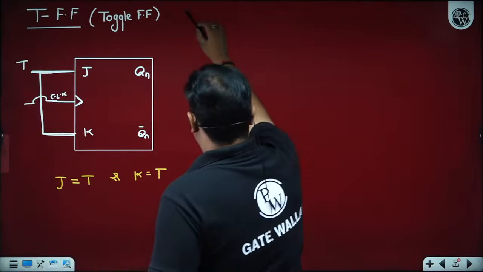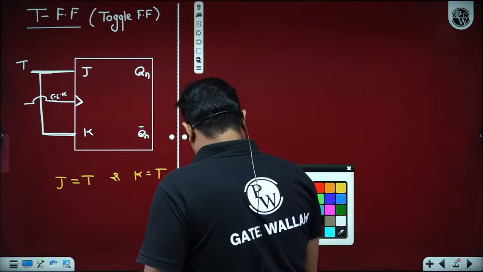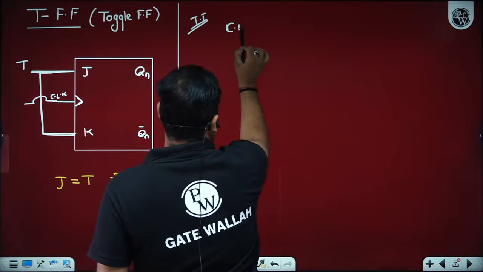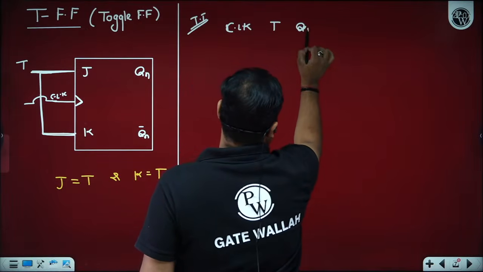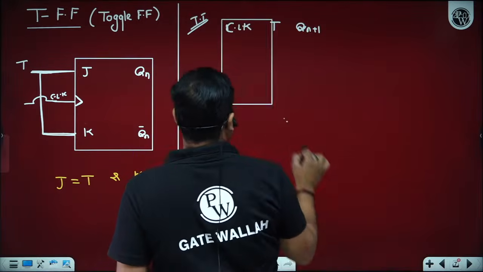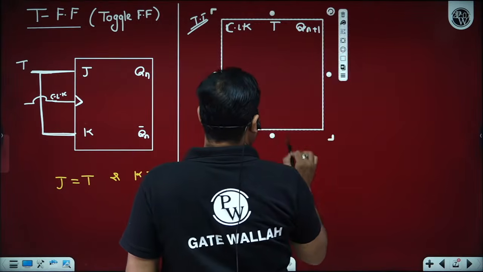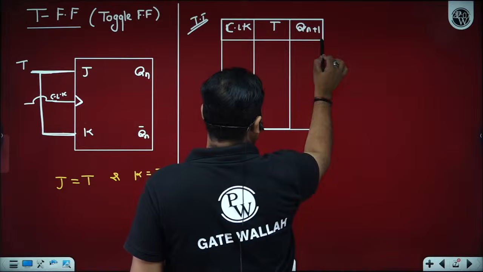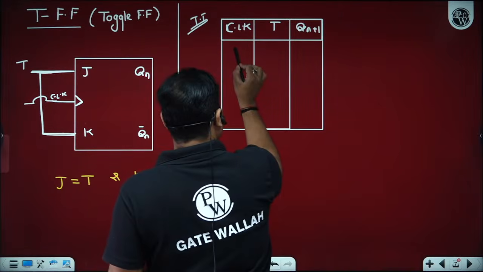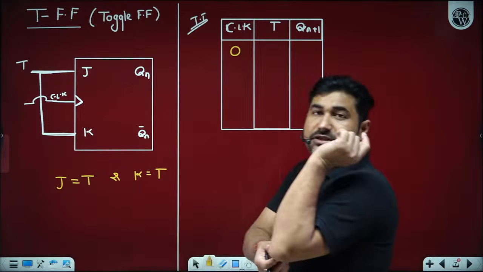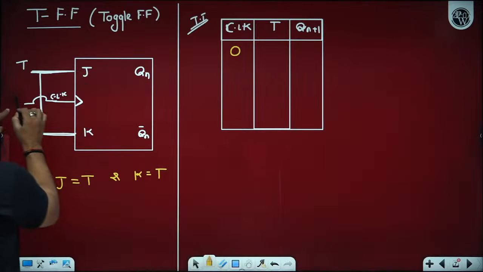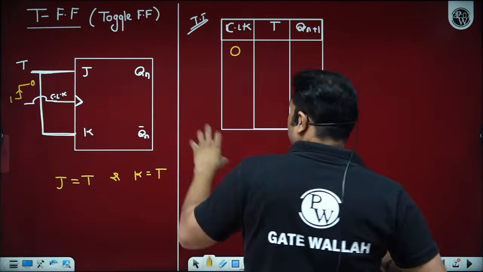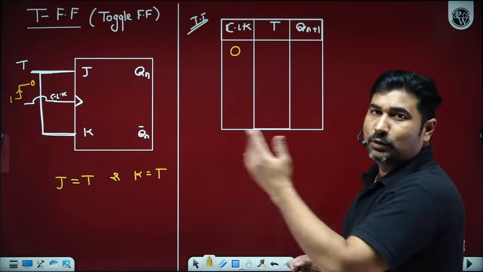Now, we can construct the truth table of the T flip-flop. In the truth table of the T flip-flop, we have clock, T, Qn plus 1. How many possibilities of T? Only two possibilities, 0 or 1. But that possibility will only come when there is a transition of the clock. Since it's positive edge triggered, whenever the clock changes its level from 0 to 1, only at that time the circuit gets activated, and based upon the input, the output will change.